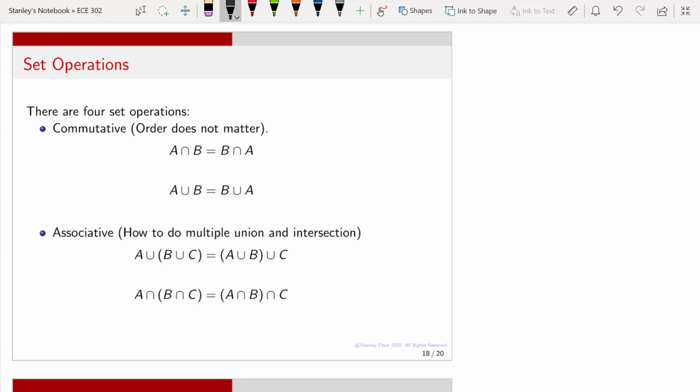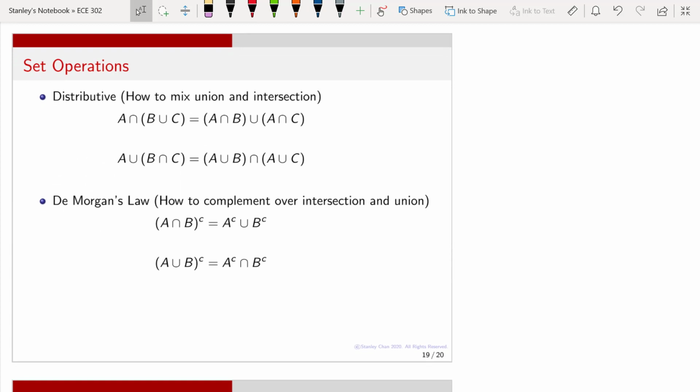For example, the first one is called the commutative property. When you take A intersect B, that's the same as taking the intersection of B and A. So the order doesn't matter. Same for the union: A union B is the same as B union A. The associative property says that when you take A union (B union C), that's the same as (A union B) union C. So which one to do first doesn't matter. Same for the intersection.